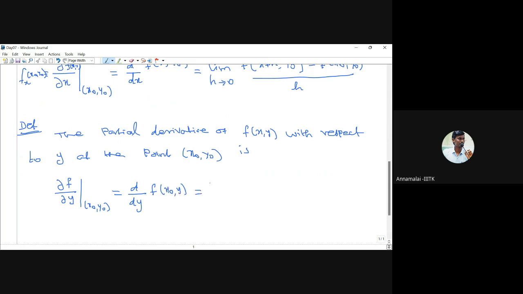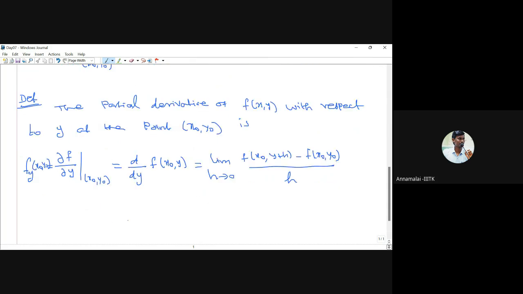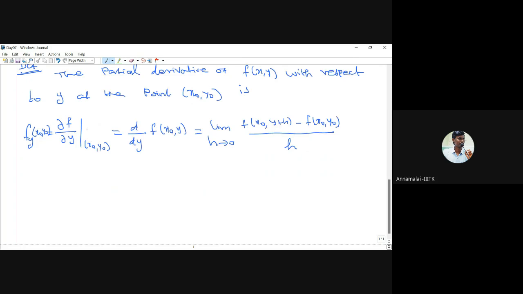So this is nothing but limit h goes to 0 of f of x naught comma y naught plus h minus f of x naught comma y naught, divided by h. If the limit exists, then we say the partial derivative of f with respect to y exists. Then we denote it f suffix y at the point x naught comma y naught. If both the partial derivatives exist, then we say the function is differentiable at the point x naught comma y naught. Okay. Now we discuss some problems to find the partial derivatives.